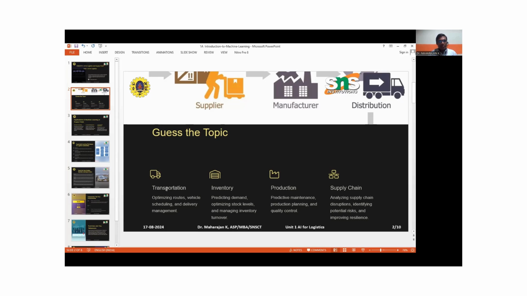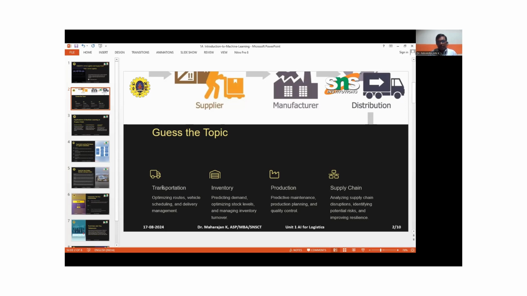And on the downside, we have transportation, inventory, production, and supply chains. By transportation, we know the routes, vehicle scheduling, and how to manage the delivery. Inventory, in simple terms, is our stock: how do we stock raw materials, work in progress, and finished goods. And how do we do production? How do we schedule the production? How do we schedule the maintenance? And how do we manage our supply chains?